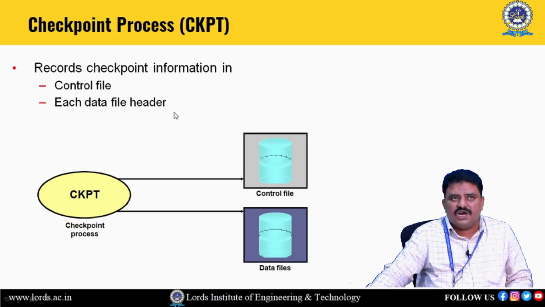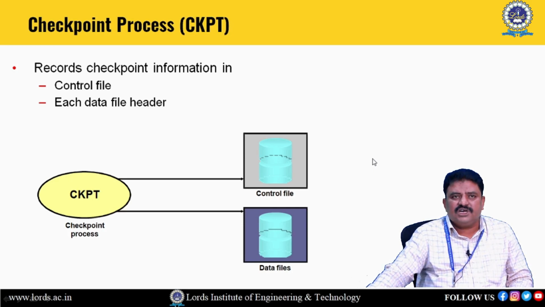Whenever information is added and kept moving, that information, with the help of the checkpoint process, is written into the file called the control file. The control file has a header, and inside that header, up to what data point the data has been saved and how many records have been saved is written.